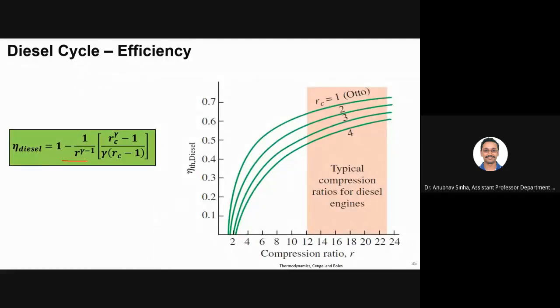So this is the equation that we got in the last slide, and we'll try to see how the diesel cycle efficiency varies with compression ratio. Similarly, we see that as you keep on increasing the compression ratio, the efficiency increases. Okay, it also is affected by RC. RC is the cutoff ratio. So if RC is equal to 1, it becomes Otto cycle.